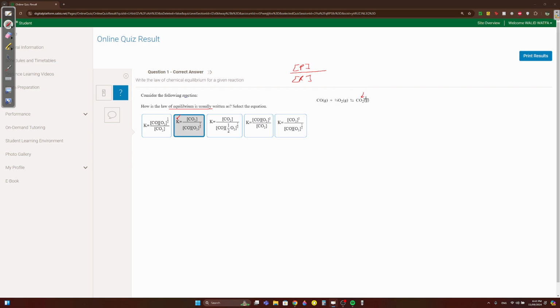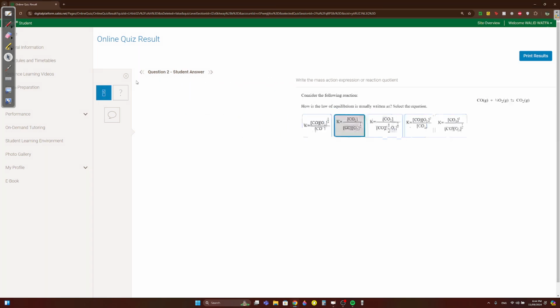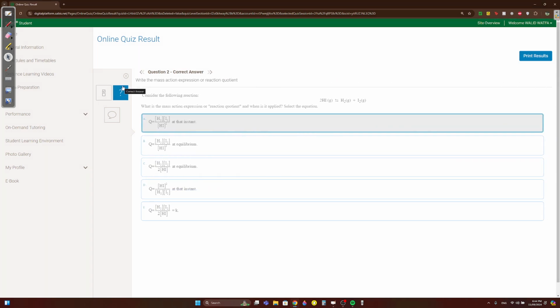So what is my product? It's CO2. So the concentration of CO2 divided by the concentration of my reactants. What are they? The concentration of CO times the concentration of O2. But there's a coefficient on O2, so what do we do? Boom. You raise it to the power of the coefficient. That's it. Easy. See? Super easy. Memorize the formula.